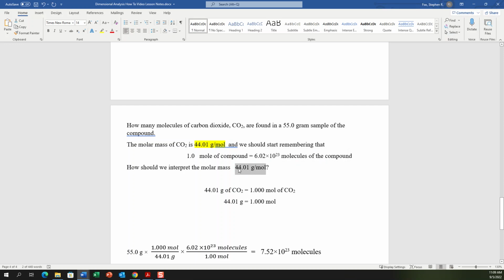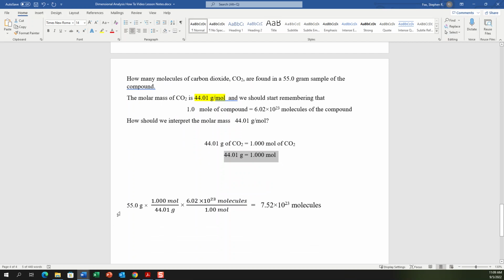So I was given this about CO2. This is the molar mass of CO2. So this is how I can interpret it: 44.01 grams of CO2 is equal to 1 mole of CO2. You don't have to put "of CO2" each time, so I'm just simplifying it, but that's what it means. 44.01 grams of CO2 equals 1 mole of CO2.